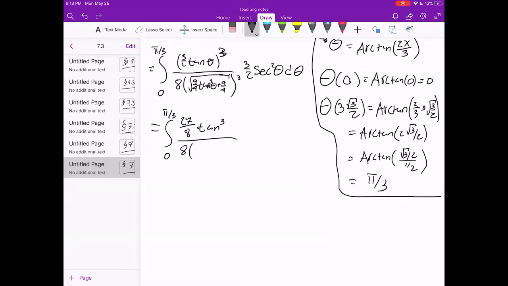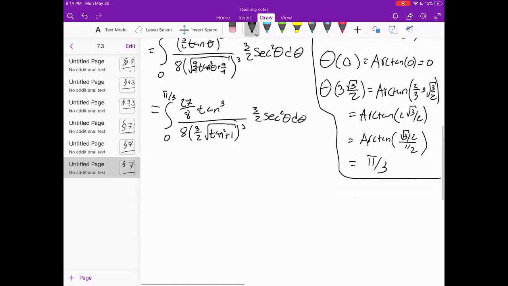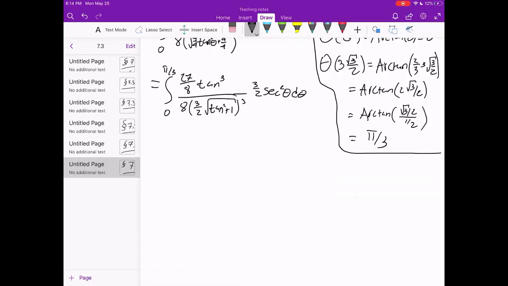I'm going to factor a 9/4 out of the radical. If I take the square root of that, that's 3/2. So I'm pulling it out of the radical. I have tan squared plus 1 cubed. And I still have this 3/2 secant squared theta d theta. And now it's just a matter of simplification.